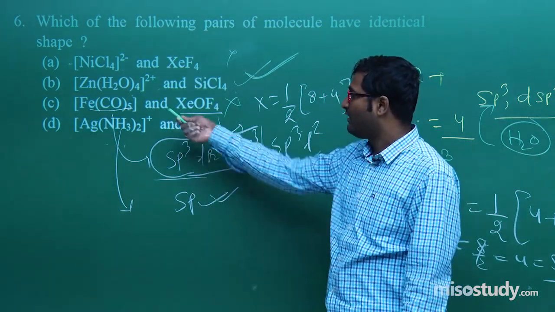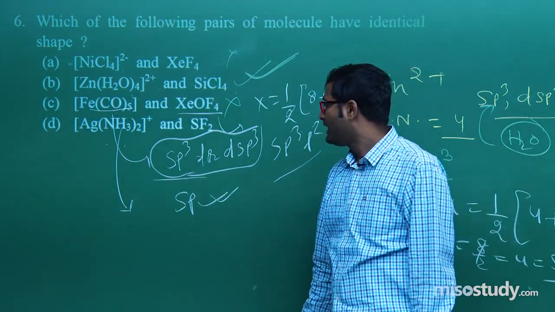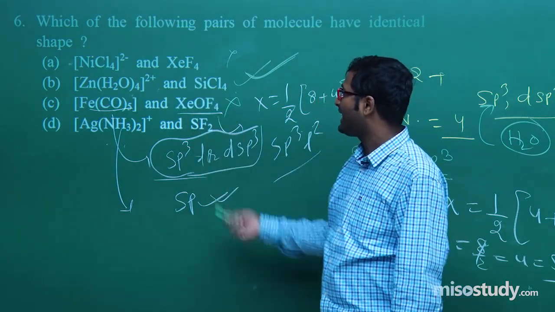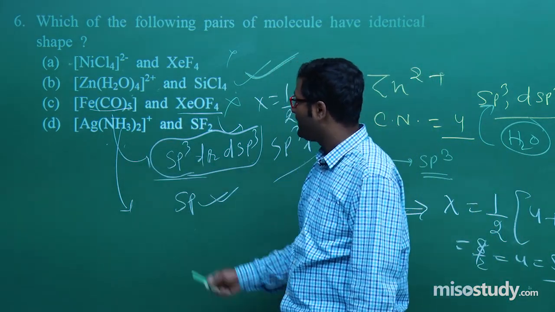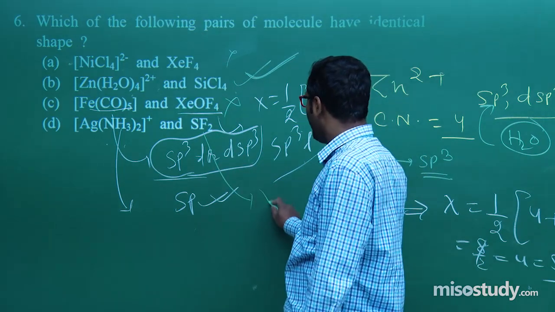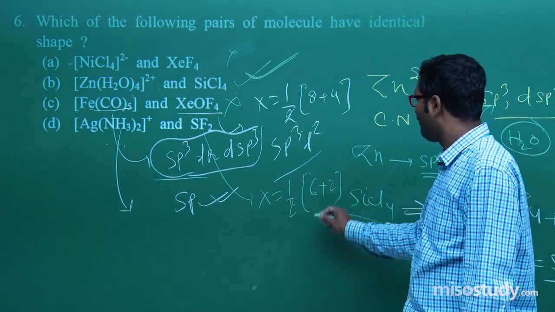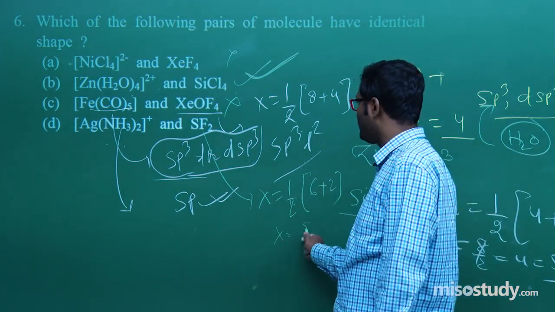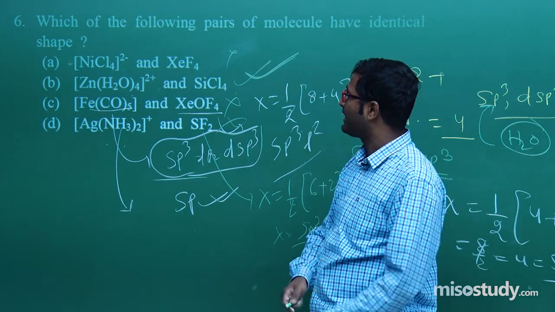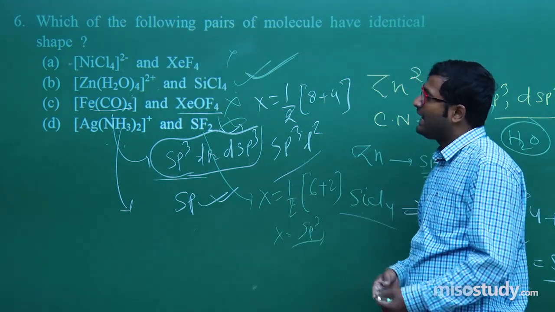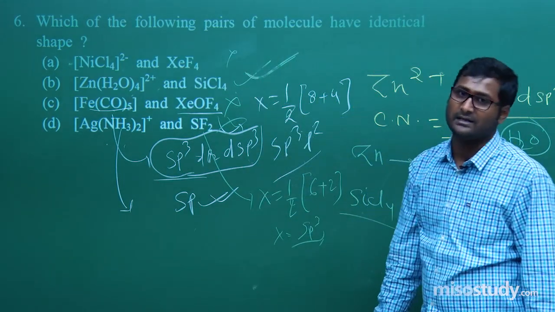In a lump sum, for Fe(CO)5, if the coordination number is 5, it will form either sp3d or dsp3. Clear to you? But if I talk about XeOF4, the hybridization is sp3d2. If I talk about [Ag(NH3)2], the hybridization is sp. If I talk about SF2, X is equal to 1 by 2, sulfur has valence electron 6 plus 2, that is 8, so X is 4, sp3 hybridization. Here sp3, there sp, so this is not a correct pair. So only option B has sp3 and sp3 hybridization. Clear to you? So for this question, B is the correct answer.